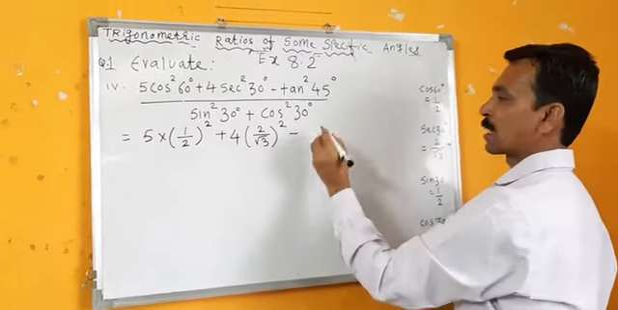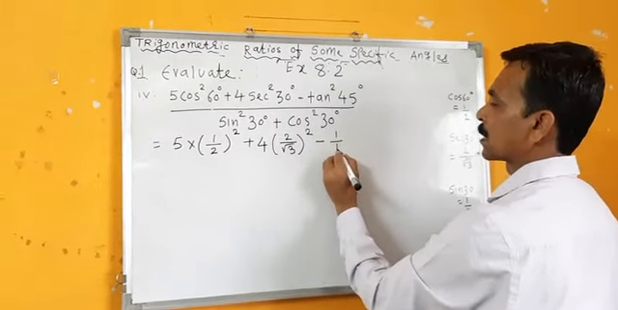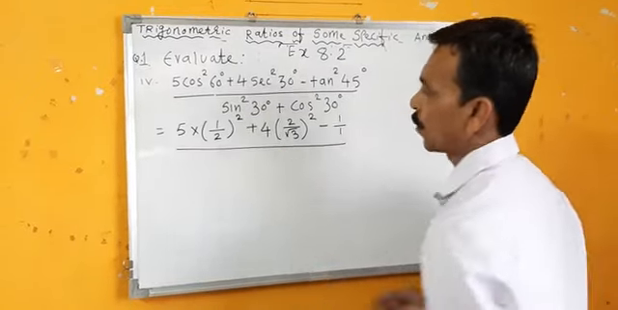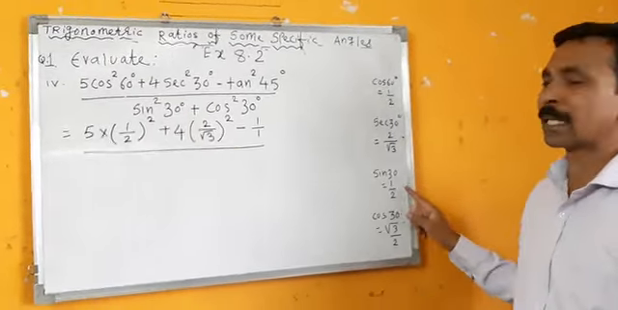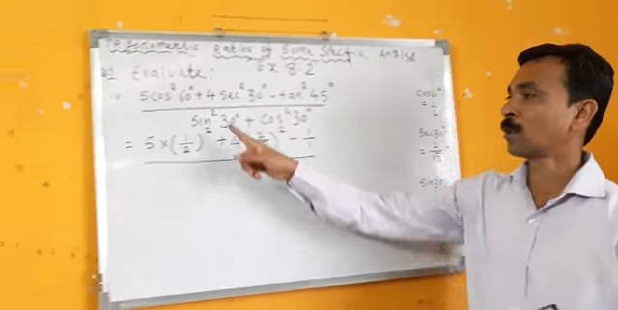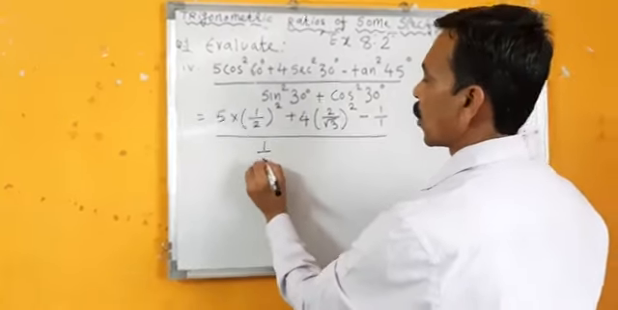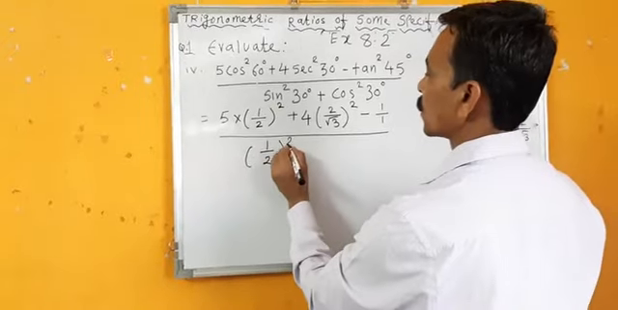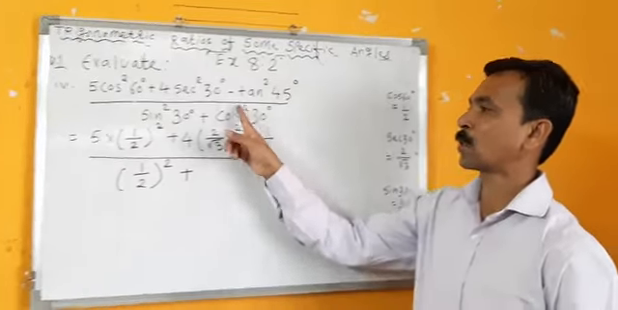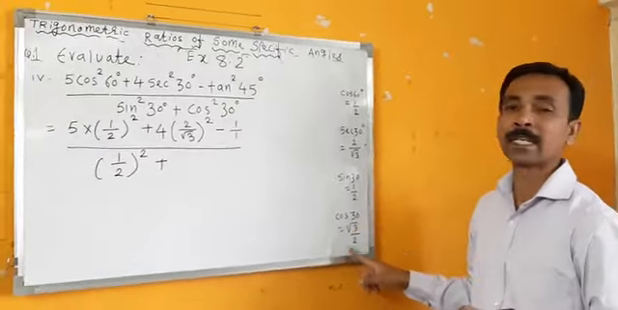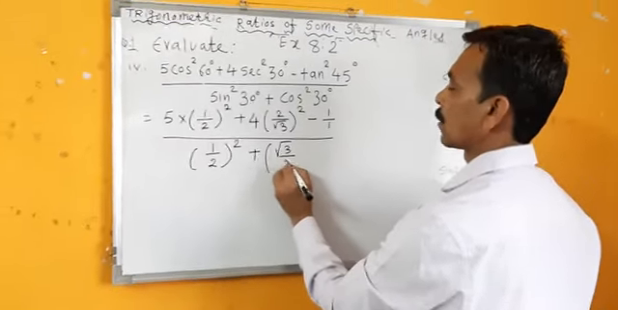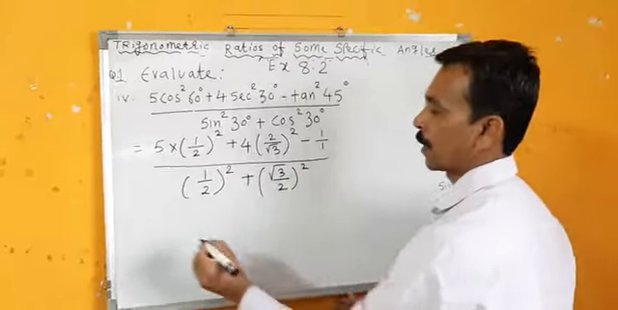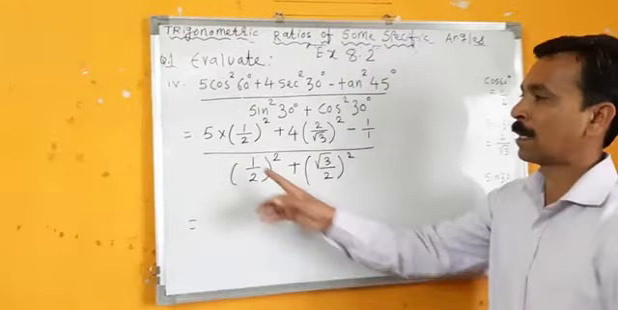So what is the value of tan square 45? 1. Upon sin square 30. What is the value of sin 30? 1 upon 2. So sin square 30 will be 1 upon 2 whole square, plus cos square 30. What is the value of cos 30? Root 3 by 2. So it will be root 3 by 2 whole square. Now multiply this.